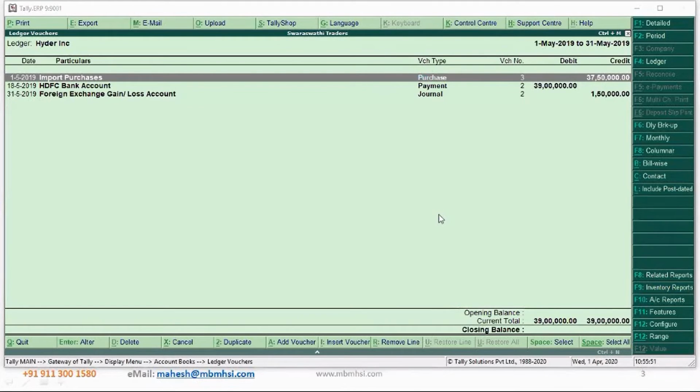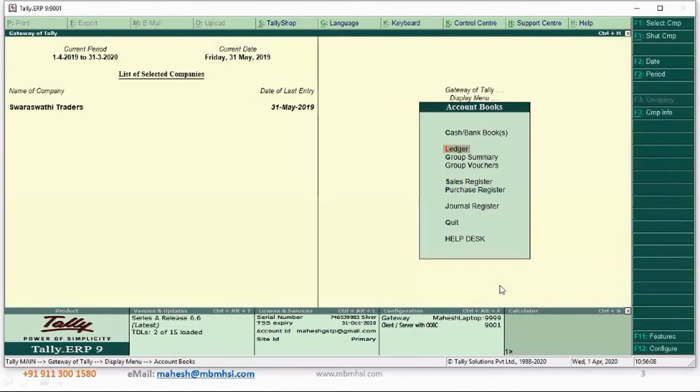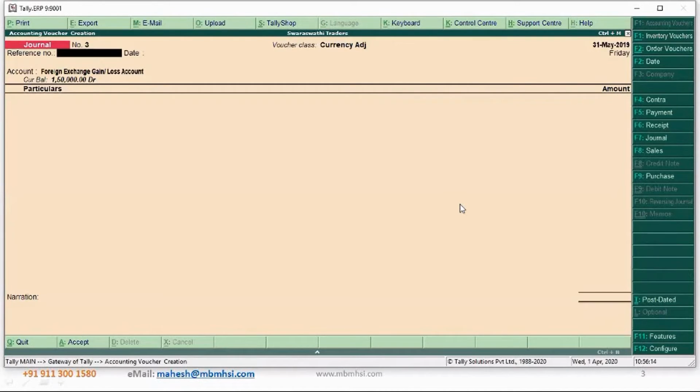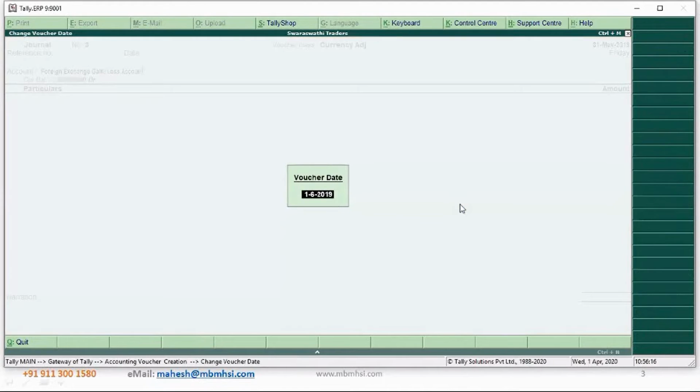Okay, so now let us look at one more transaction, one more example of the purchase. In normal double entry mode, if somebody wants to use it in double entry mode, let us just look at how to do that. So now I'm just going to the purchase. Let me change the date, 1st of June.